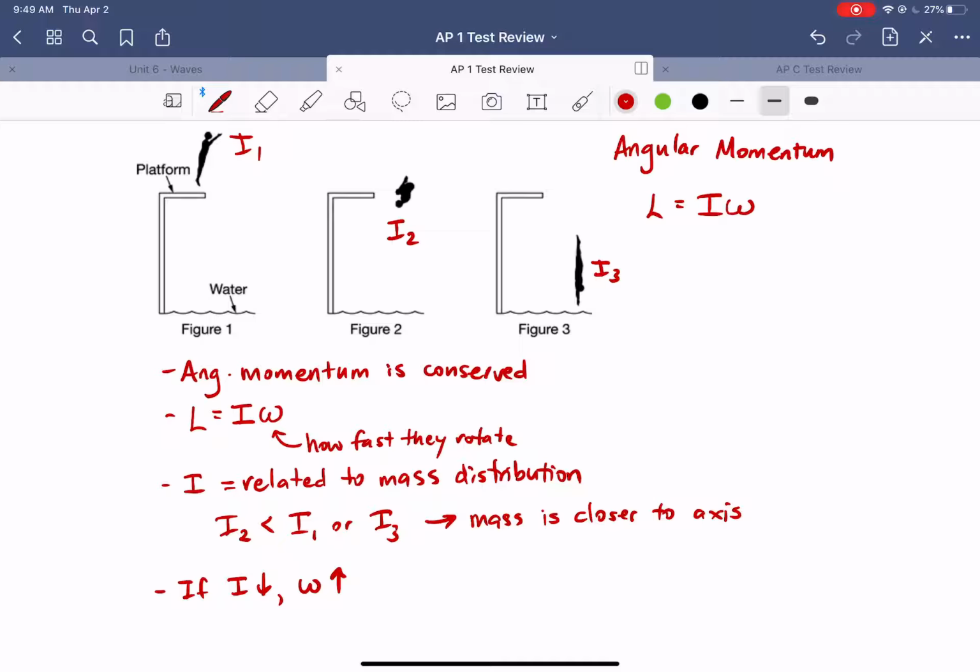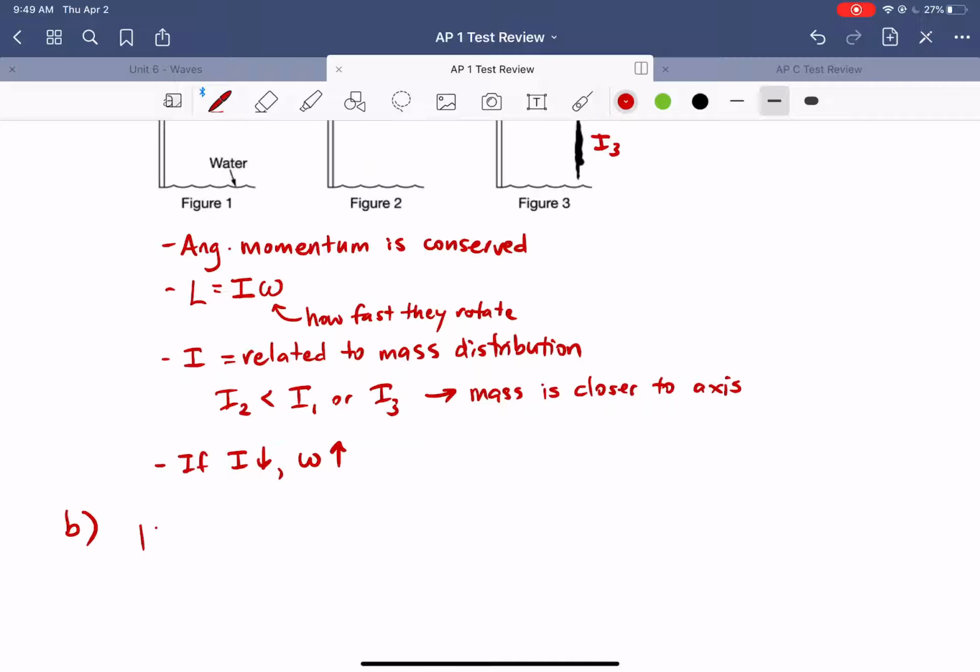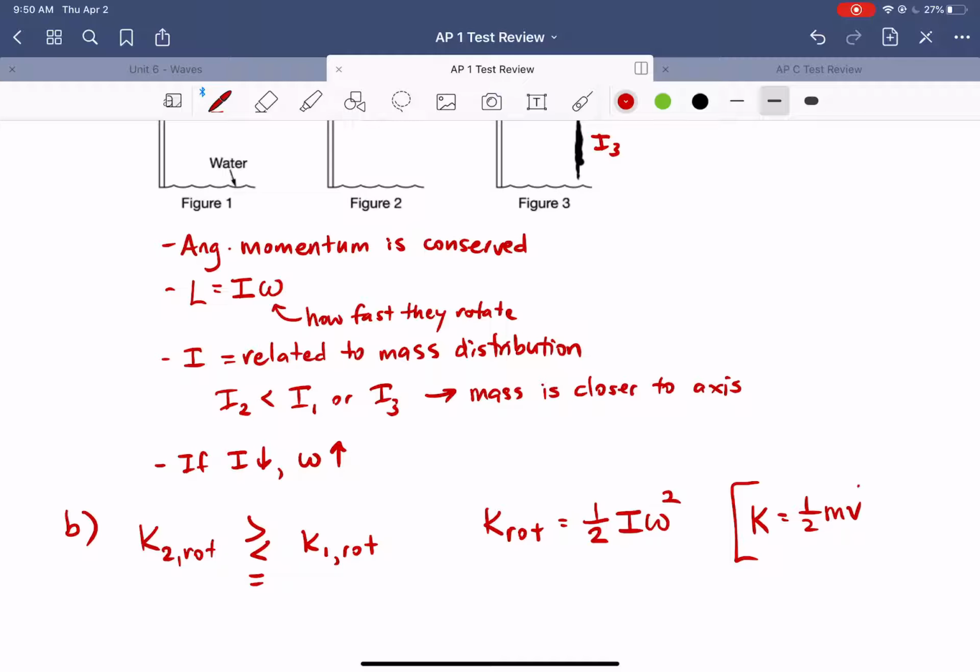The second question asks about the rotational kinetic energy of the athletes in each of these three figures. So specifically, it's asking if the kinetic energy in figure 2, the rotational kinetic energy specifically, is greater than, less than, or equal to the rotational kinetic energy in figure 1. All right, so what we need to know to answer this is that the rotational kinetic energy of an object is 1/2 times moment of inertia times omega squared. And this is one of the formulas that you are given. Recall that this has some similarity to translational kinetic energy, 1/2 mv squared.